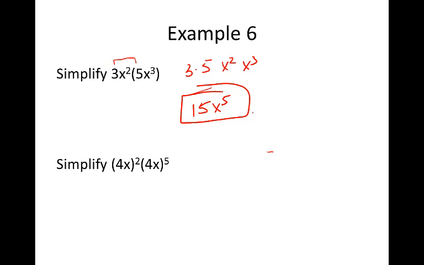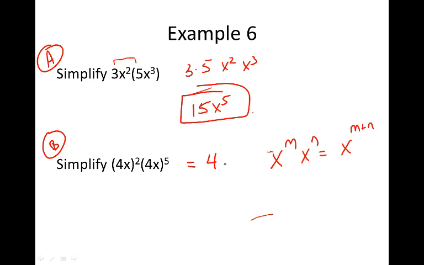Okay, how about the second part? Maybe I should have labeled this one A and this one B, just for labeling purposes later on. So simplify (4x) squared times (4x) to the 5th. Okay, so this one you may have done a longer way. My intention here, again, from our property x to the m times x to the n, what do we do? We keep the base and add the exponents. So this is (4x) in parentheses raised to the 7th.